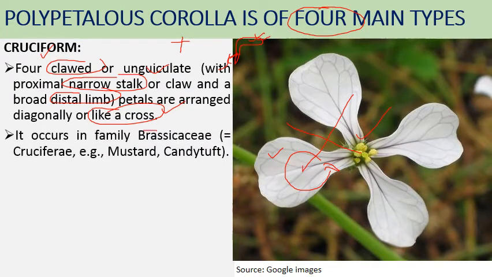So it occurs in the family Brassicaceae, also known as Cruciferae. For example, mustard, candytuft, that is Iberis amara. So this is radish, and this type of corolla is present in it.